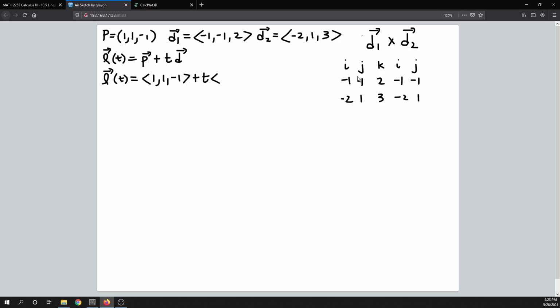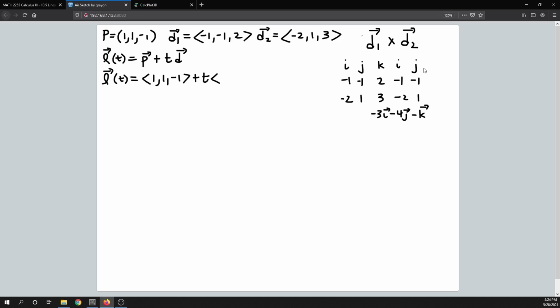So first we have i times -1 times 3. That is going to be -3i. Then we have j times 2 times -2. That's going to be -4j. Then we have k times -1 times -1. That is going to be -1k, like so.